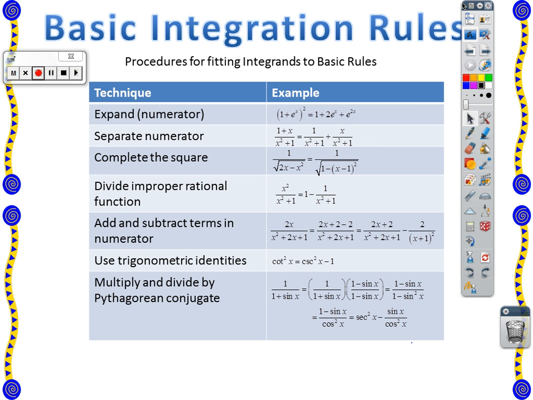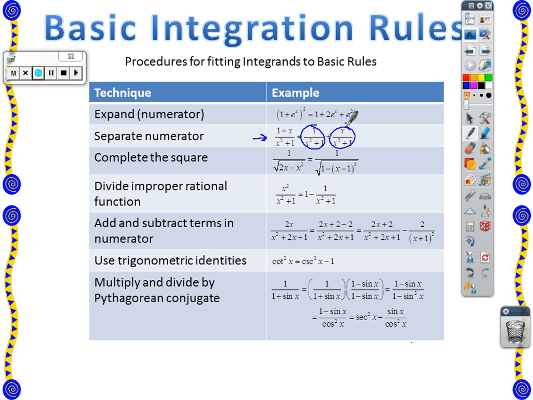If you'll take a look at here, the expanding, we've done that before, where you multiply things out so that you can handle them one by one. We've done a little bit of this, separating the numerator. This expression right here is pretty hard to integrate. But if we split it up, this one, hopefully you recognize as arctangent. And this one, we could use U substitution on. So that is a pretty good technique that we can do.